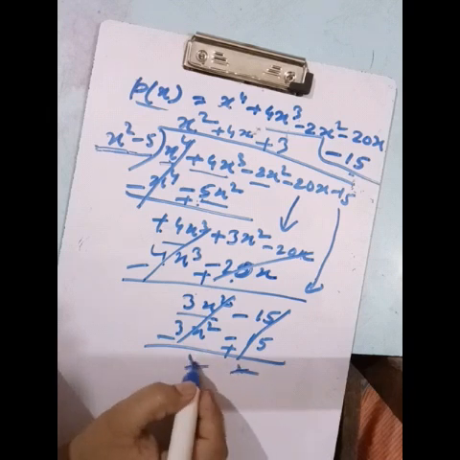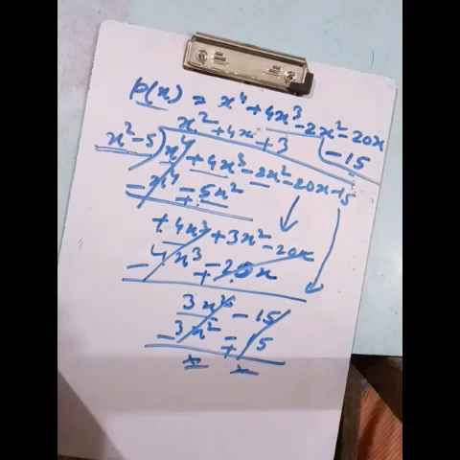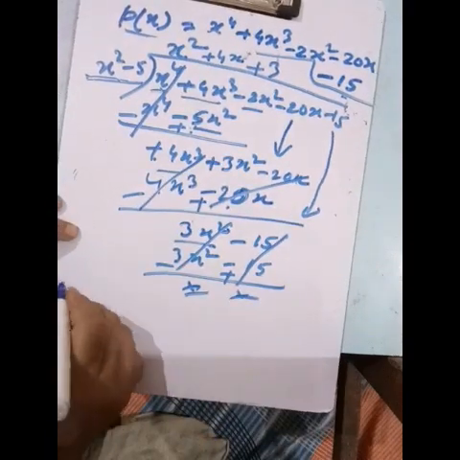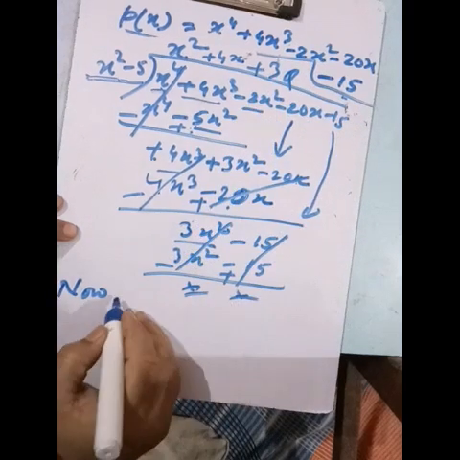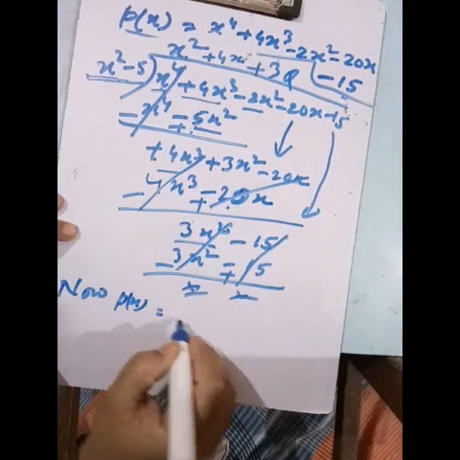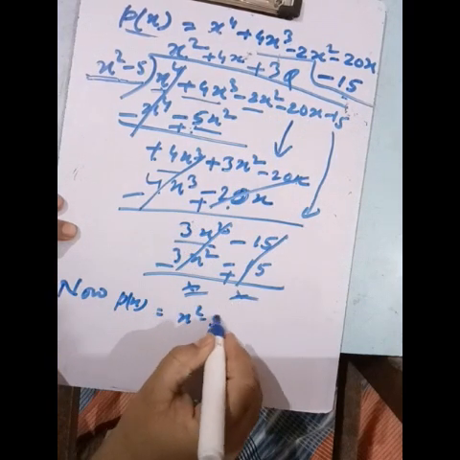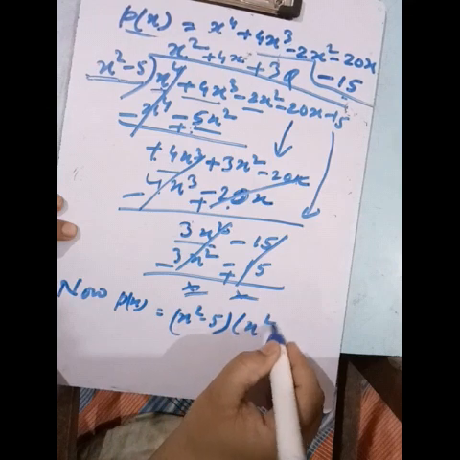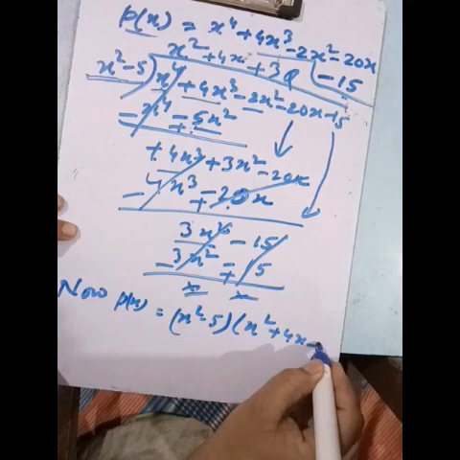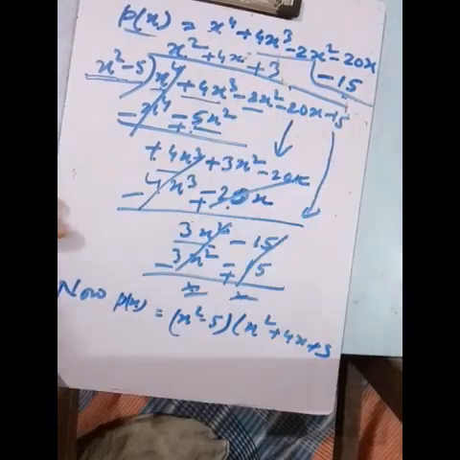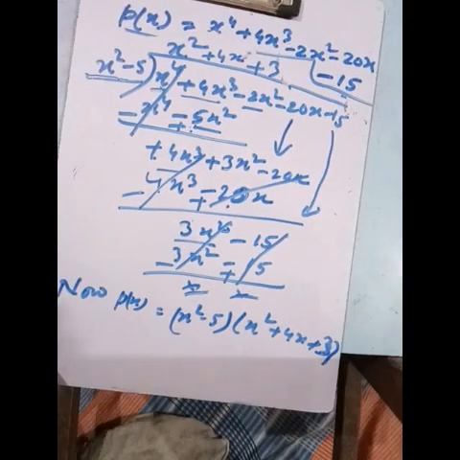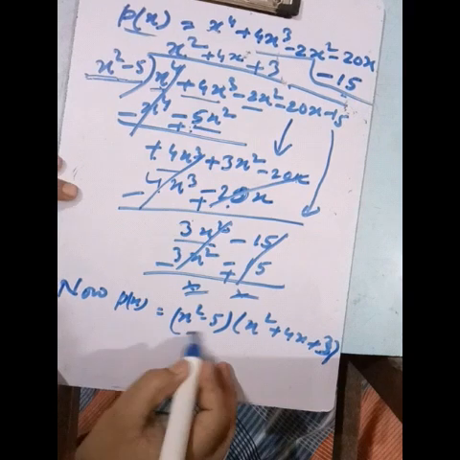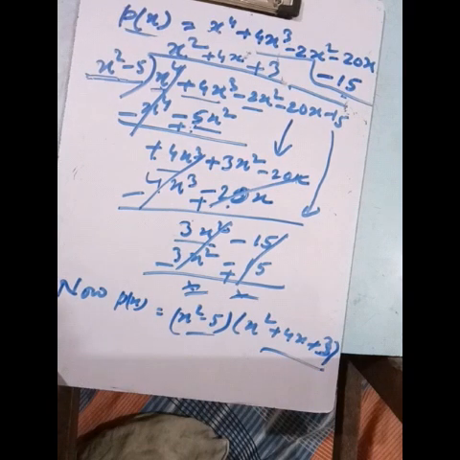Nothing is here to show. So now what I do, I write p(x), this is our quotient, so we will write p(x) is equal to x square minus 5 into x square plus 4x plus 3. This is our quotient, don't be confused, plus 3 as a product. Now what I do, we factorize both of these in the next part.